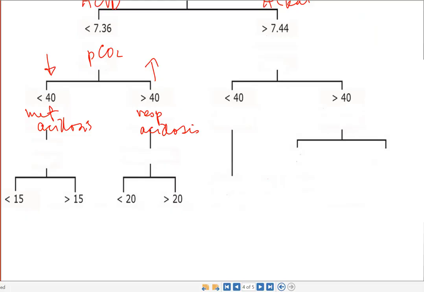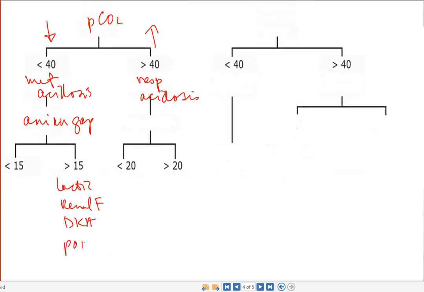Just to finish up on the acidosis side, once we've established a metabolic acidosis, the differentiation comes by looking at our anion gap. Remember, anion gap is sodium minus chloride minus bicarb. If that gap is greater than 15, in other words, it's an anion gap metabolic acidosis, that's going to be a mandatory differential diagnosis for the medical student, which is going to be a lactic acidosis, it's going to be renal failure, it's going to be diabetic ketoacidosis, and it's going to be the poisons.